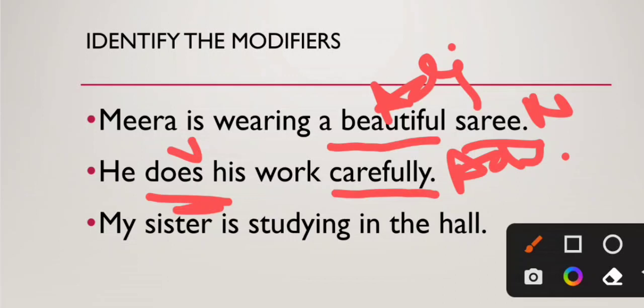My sister is studying in the hall. Where is my sister studying? In the hall. It's a phrase. It is modifying the verb studying. Is studying. Okay. So it's a phrase. A phrase can be a modifier. A clause can be a modifier.